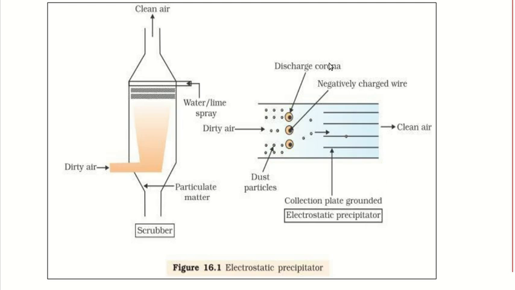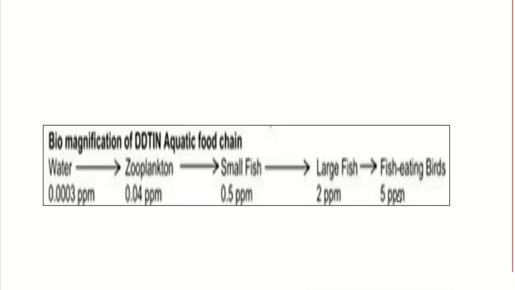The electrostatic precipitator, which is given for 3 marks or 2 mark questions: a high electric current liberates electrons which form a corona, and the released electrons bind to the dust particles, and they all get settled at the collection plate where they are grounded, and clean air comes out.